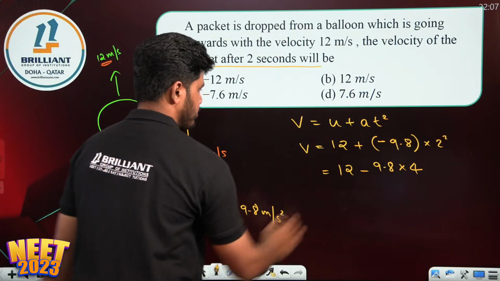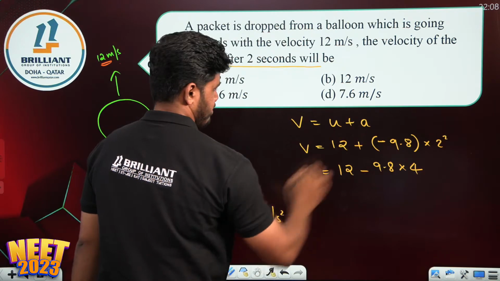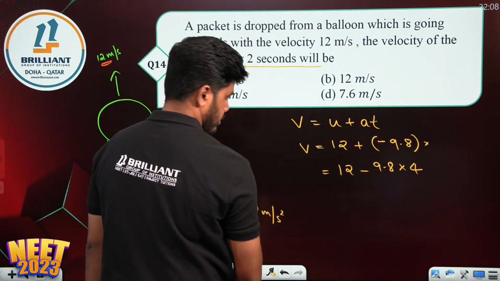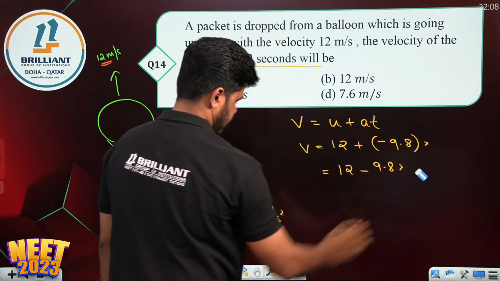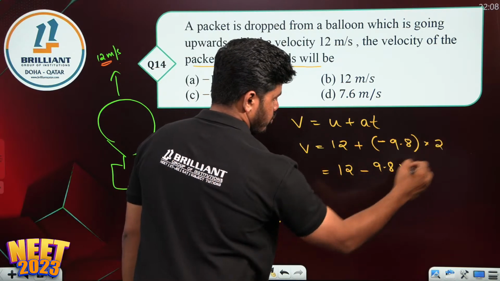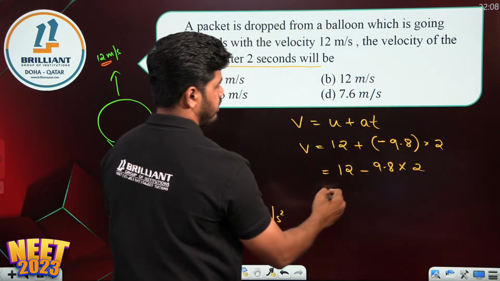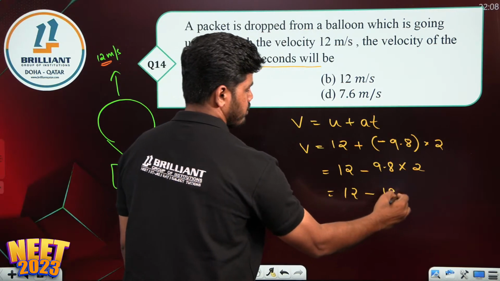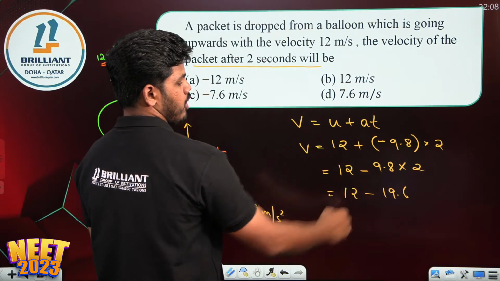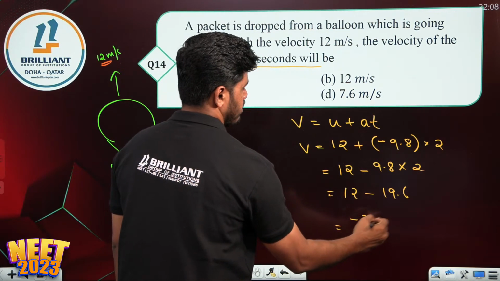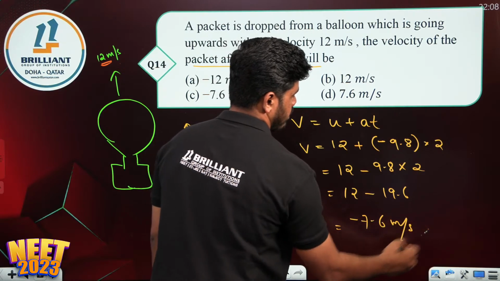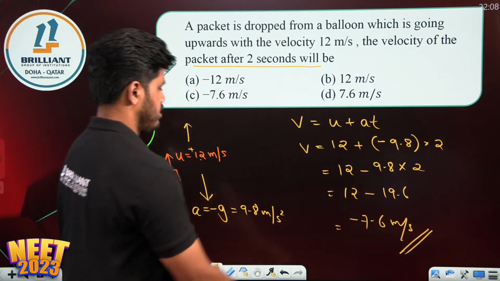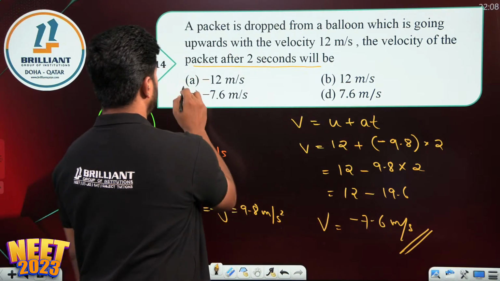Sorry, v is equal to u plus at, my bad, and there is no square here, right? The time is 2 only. So 12 minus 9.8 into 2, and 9.8 into 2 is going to be 19.6. Good. 12 minus 19.6 is going to be minus 7.6 meters per second. Correct? So that is the final answer, the final velocity, option C.